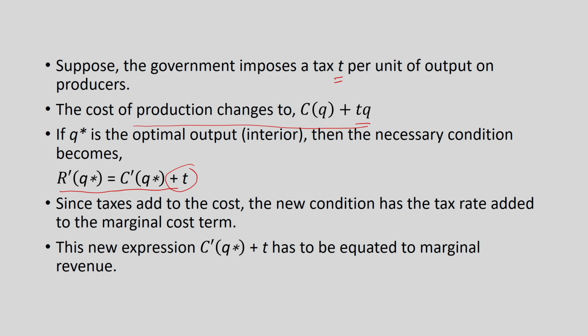And what is the idea? Since taxes add to the cost, the new condition has the tax rate added to the marginal cost term. So, this is quite intuitive, because now the marginal cost has changed, right. Because of the tax, to produce one additional unit of output, the cost has become this much. So, this new marginal cost has to be equated to the marginal revenue. This new expression C dash of Q star plus t has to be equated to the marginal revenue.